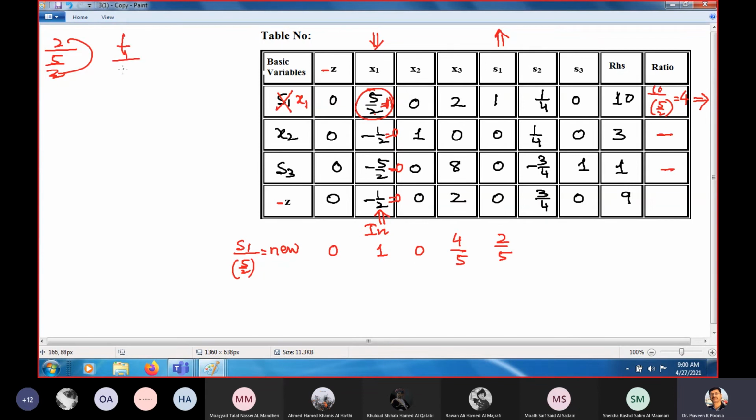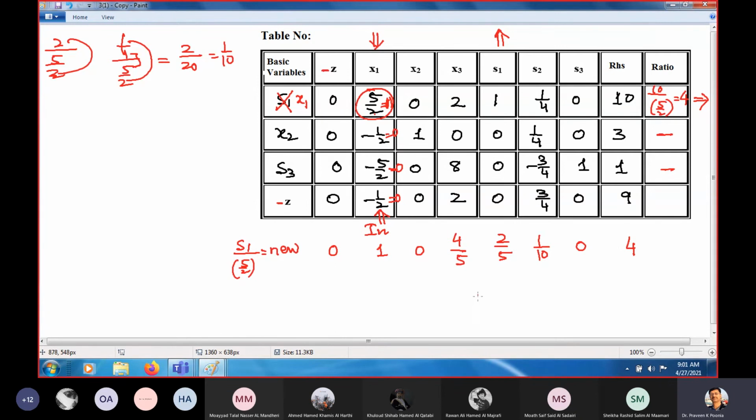And 1 by 4 divided by 5 by 2. This is this one. So 2 upon 5, times 4 is 20. 1 upon 10, this is 1 divided by 10. And 0 divided by 5 by 2 is 0. And 10 divided by 5 by 2 is 4. So this is the first row. And this row we are getting after dividing by 5 upon 2.